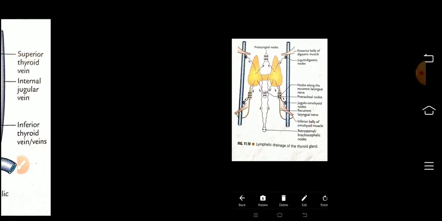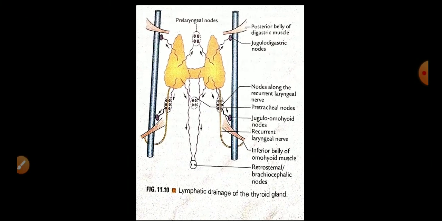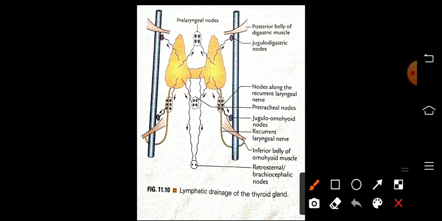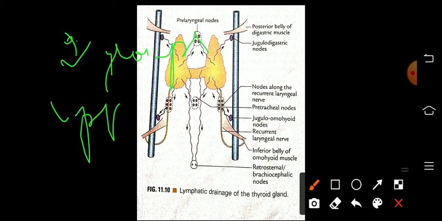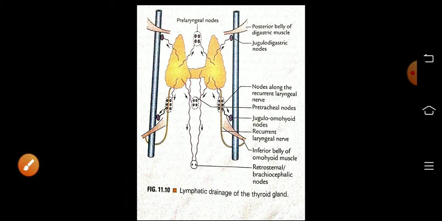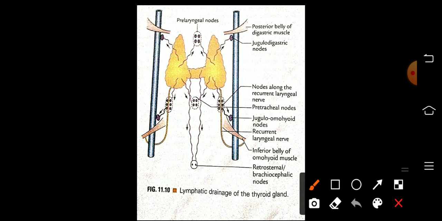So now we'll be seeing about another important thing, that is the lymphatic drainage. So lymphatic drainage is quite simple. You can just write the lymphatic drainage by just seeing this picture. So see, the lymphatic drainage is in two groups actually. They are divided into two groups, upper and lower groups. So upper group means upper part, lower group means lower part.